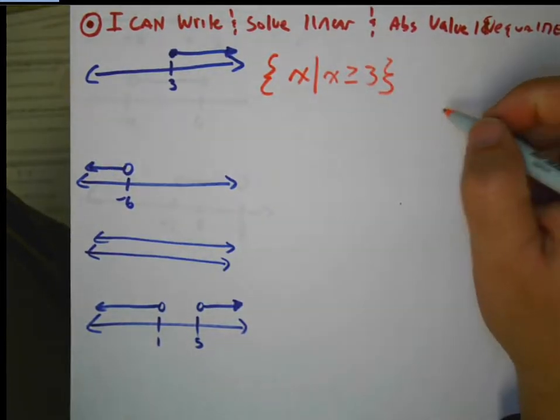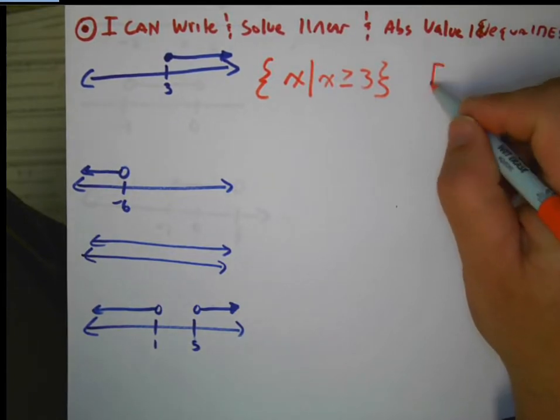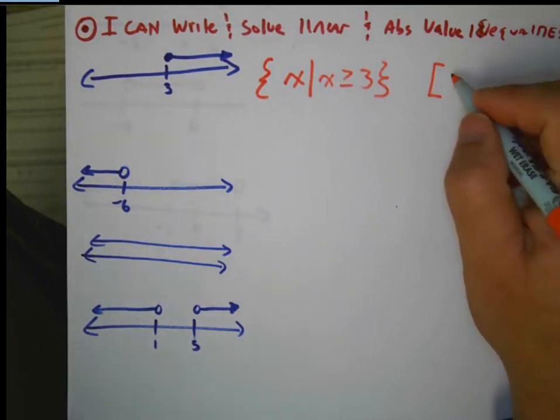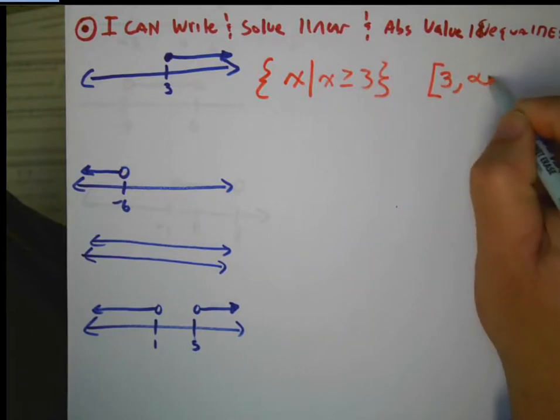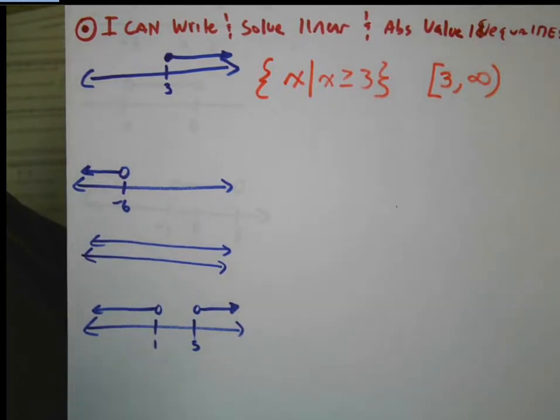Now, in interval notation, you're going to use brackets or parentheses. Since it's inclusive, we go 3, comma, all the way to infinity. And you can't touch infinity, so you go with the parentheses.